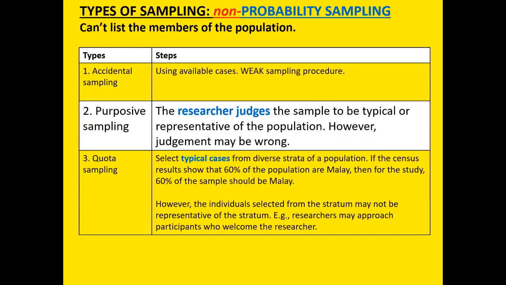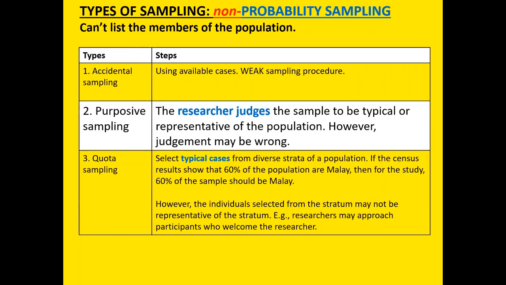Next is non-probability sampling, not so good. And we use it because we are not able to list all the members of the population. We have the term accidental sampling. Oh, please don't use this term. Use purposive sampling. The researcher judges the sample to be typical or representative of the population. Yes, our judgment may be wrong, but we say we follow the selection criteria.